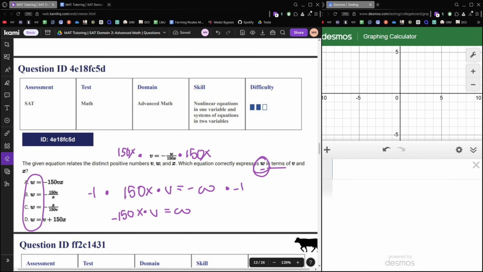And if we look at our answer choices, that means our answer will be, well, there's not a fraction, there's no addition, so our answer is A. Why did I do that? It's literally the exact same thing. Honestly, what am I doing?